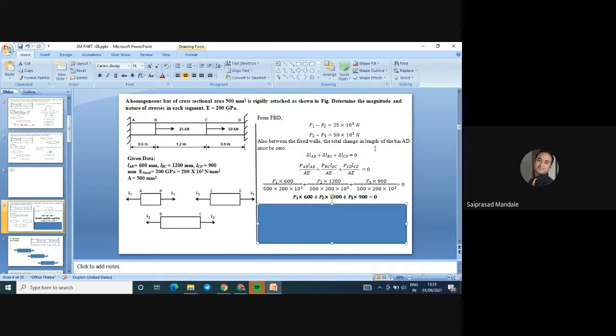So here the equation is: F1 into 600 plus F2 into 1200 plus F3 into 900 is equal to 0. Now we have a relationship of F1 minus F2 is equal to something, F2 minus F3 is equal to something. Can we identify F1, F2 and F3 from this equation and from this?